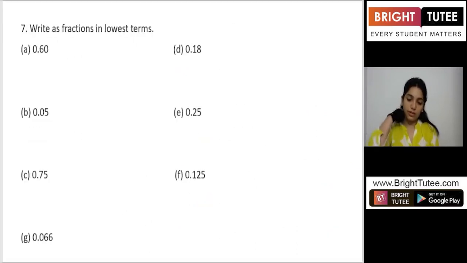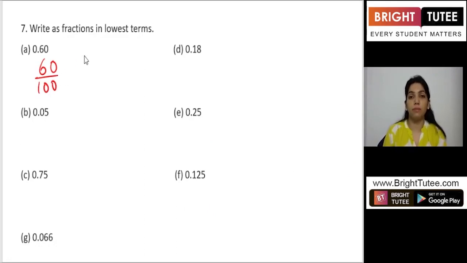Now moving ahead here, write as fractions in the lowest terms. So here the numbers are given. We are going to convert them into fractions. So here it is 0.60. So 0.60 is basically 60 over 100. And if we convert it into the simplest lowest term, 60 and 100 both can be divided by 10. So it will be 6 over 10. Further, we can divide both these numbers by 2. It will be 3 over 5. And this is the simplest form.